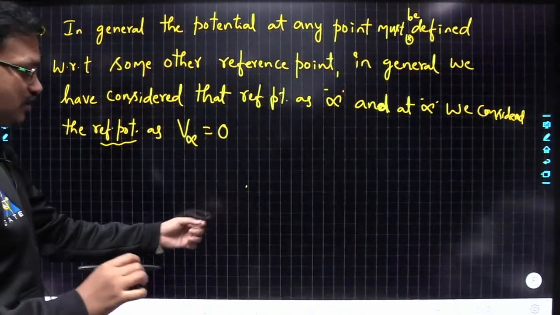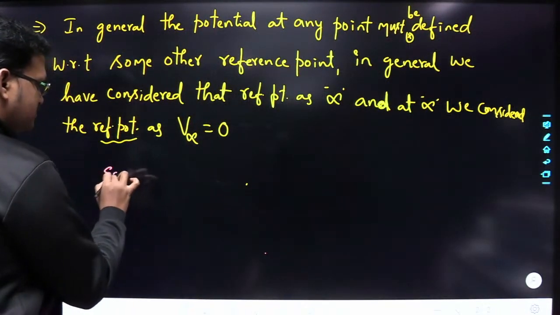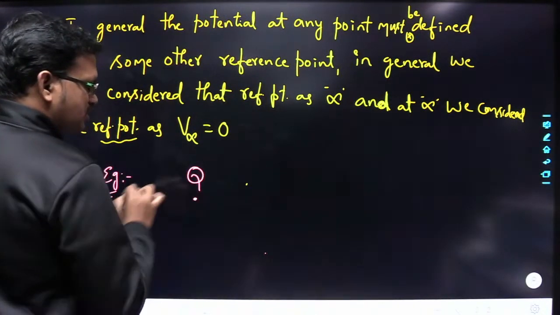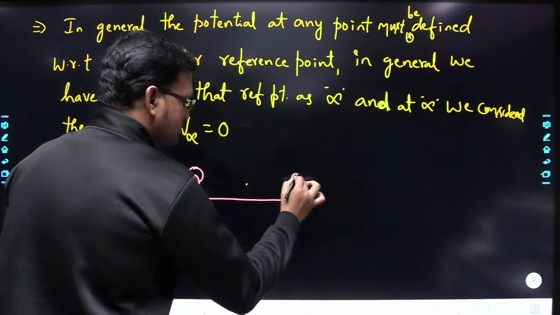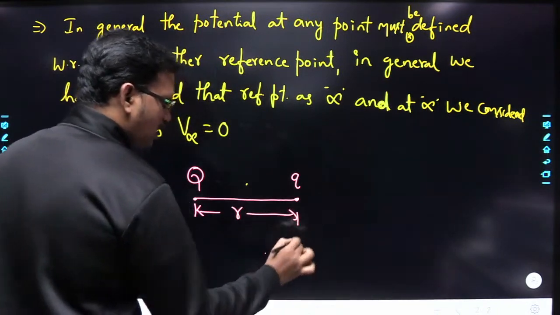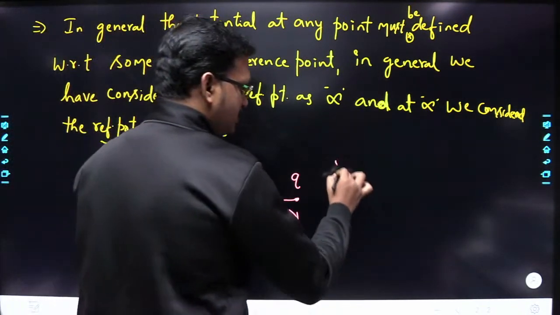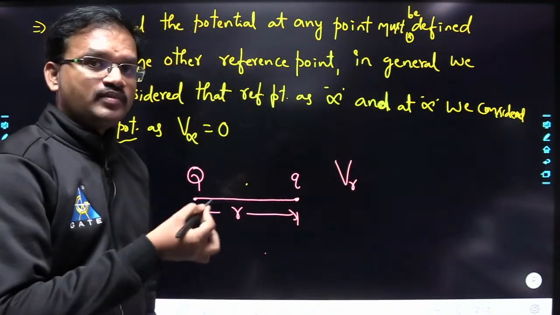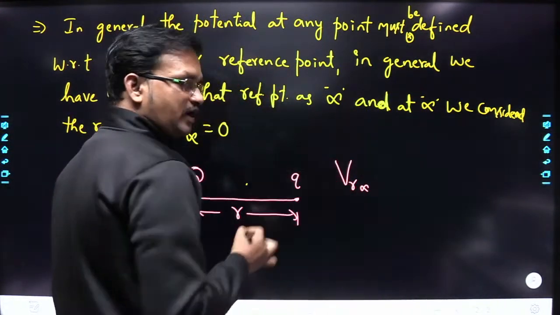0. So here, for example, I have considered a charge capital Q, and here I have considered another point. The distance from here to here is R. Whenever I am writing the potential at R, with respect to what? With respect to some reference. What is that reference? That is nothing but infinity. In this manner I have written.